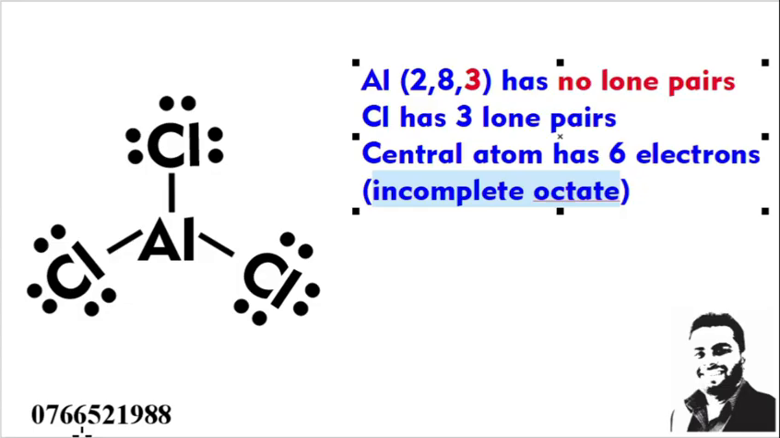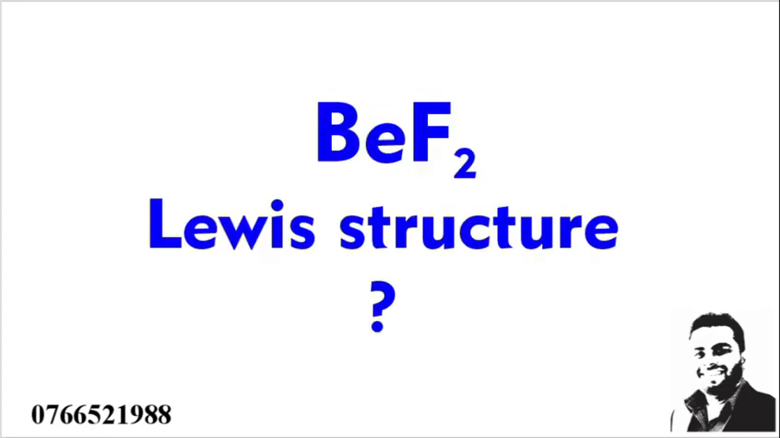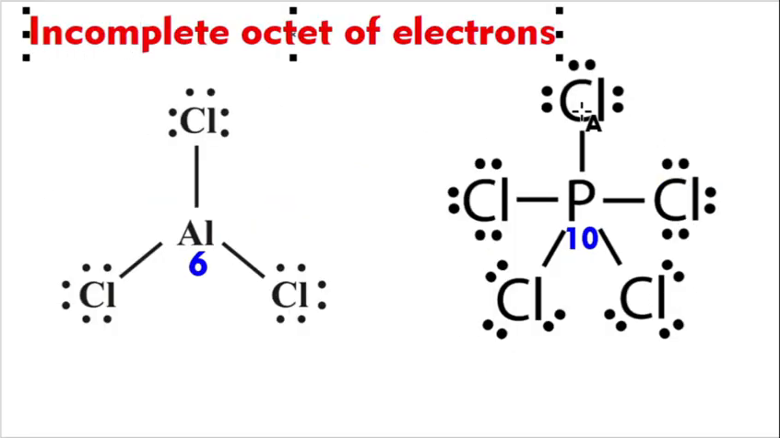So can you draw the structure of beryllium fluoride? Lewis structure. So hold the video, try it. So this is another example, PCl5. This is another example for an incomplete octet of electrons in addition to aluminium chloride. So PCl5. Phosphorus is combining with 5 chlorine atoms. So you look at the phosphorus. 5 bonds. That means 10 electrons. So more than 8. So this is also known as an incomplete octet of electrons. And aluminium chloride and PCl5 are examples.